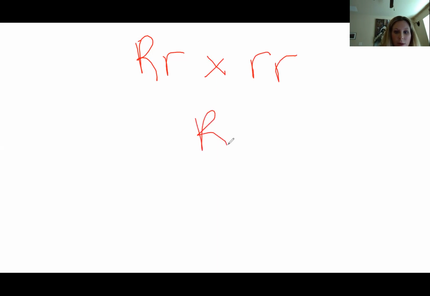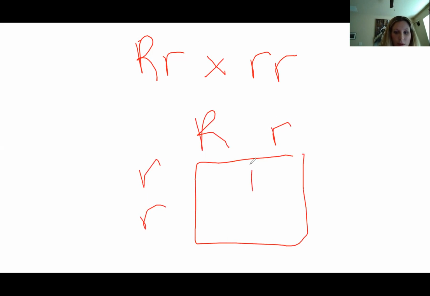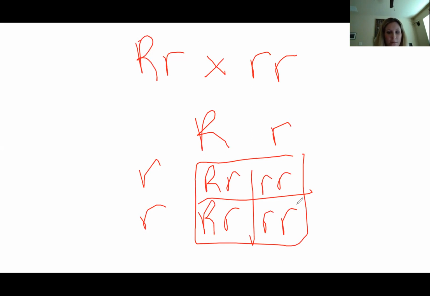So you do that, and you're crossing it with a white. And then you just do your Punnett square the way you would normally do it. Boom, boom, boom. All right, big R, little r, big R, little r, little r, little r, little r, little r. What's the probability of a pink flower plant? 50%. Okay, that's number 7. I really feel like y'all can do number 8.